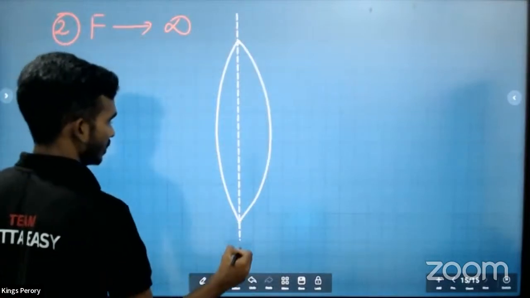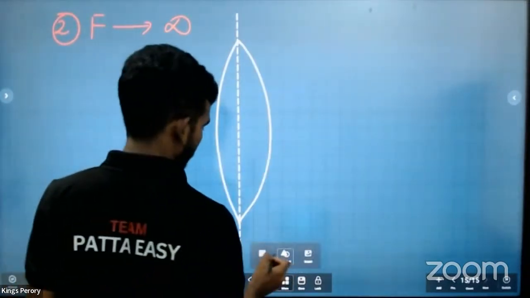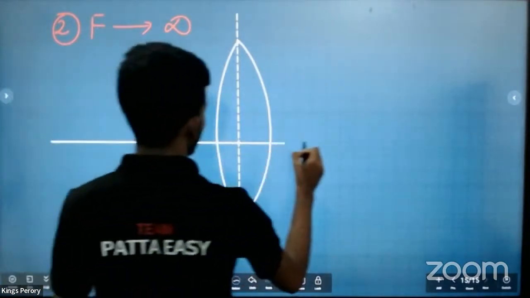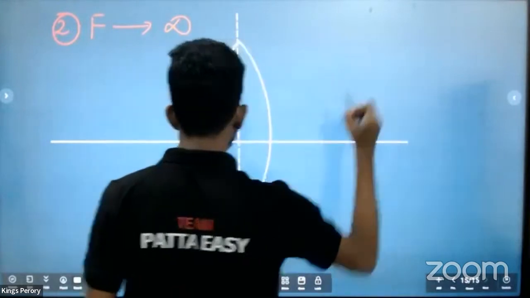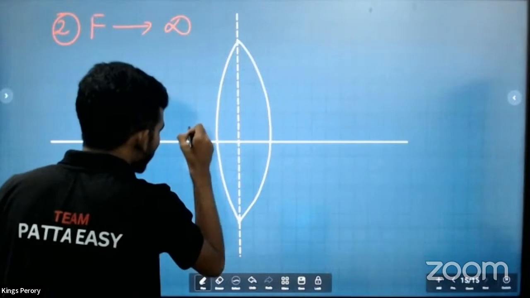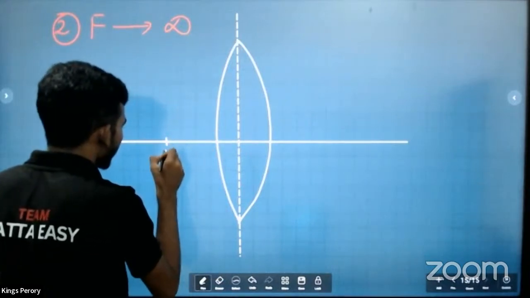Center line. Principal axis, I will take from here. Now things are easy. 1 box, 2, 3, 4, 5. 5 box, I'll take F.